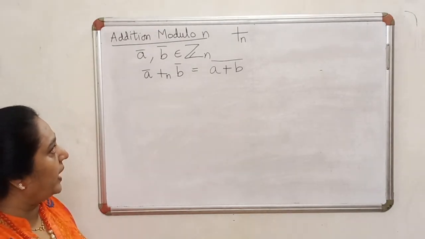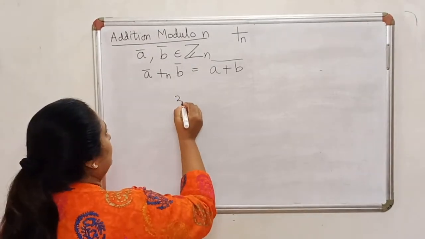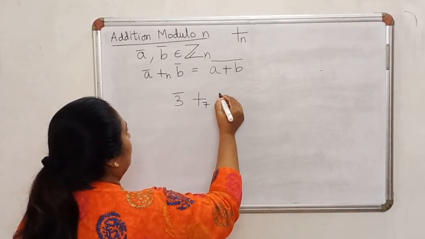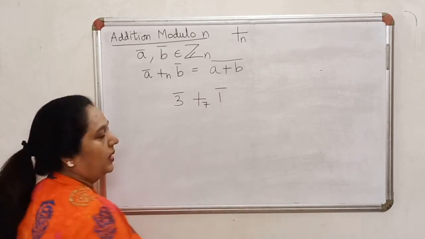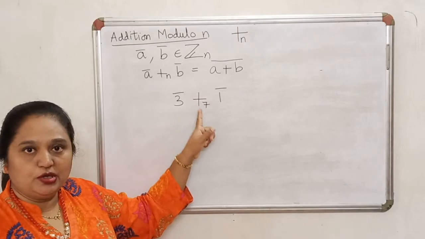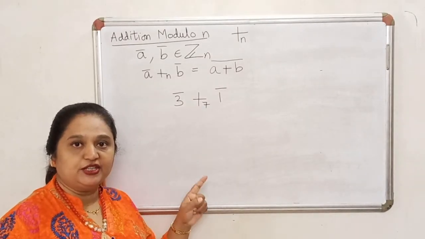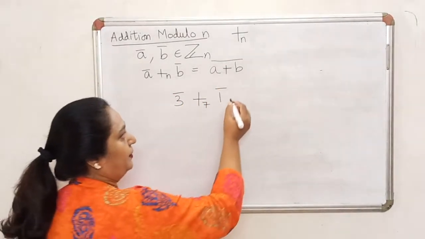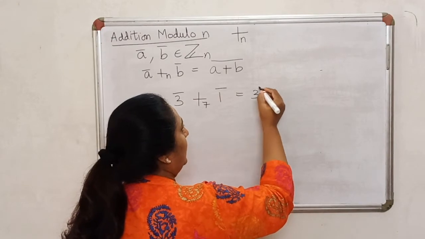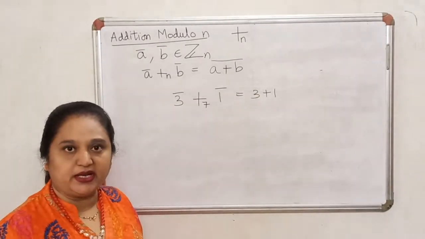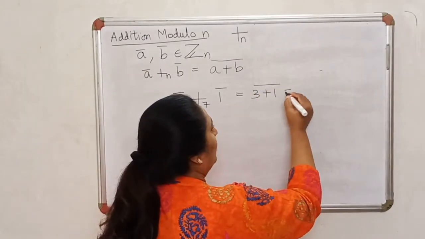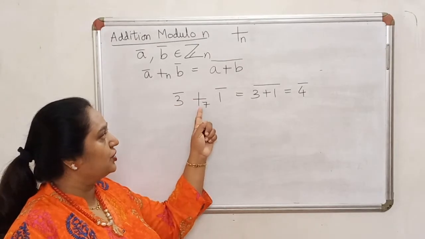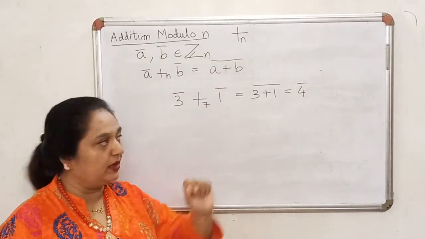So if I have to look at some examples, let's see what is 3 bar plus, say, 1 bar. It is addition modulo 7. This means that the addition is taking place in Z7. So look at the way it is defined. You take the integers 3 and 1, add them as usual integers. 3 plus 1 is going to be 4, and then you take the equivalence class of that. So 3 bar addition modulo 7, 1 bar will become 4 bar.